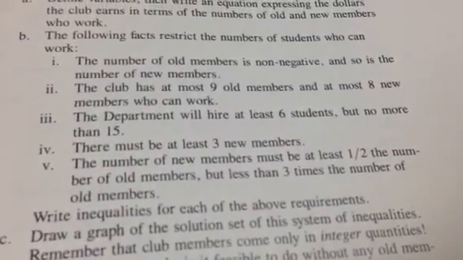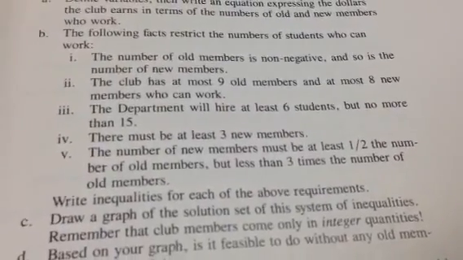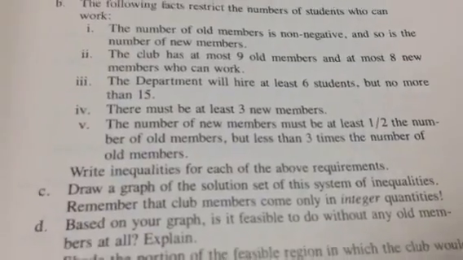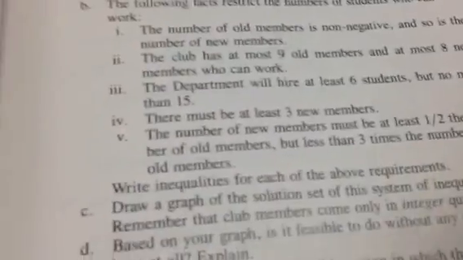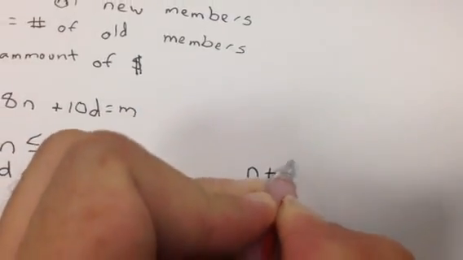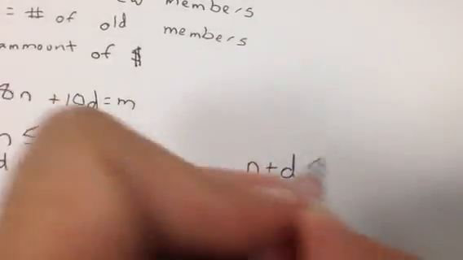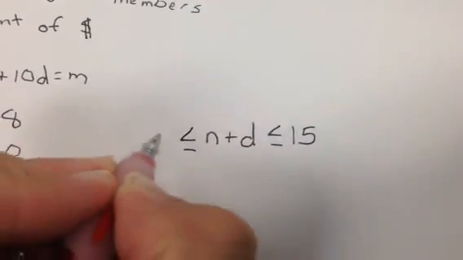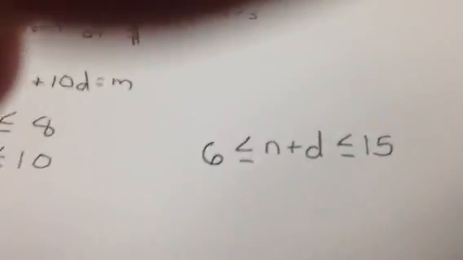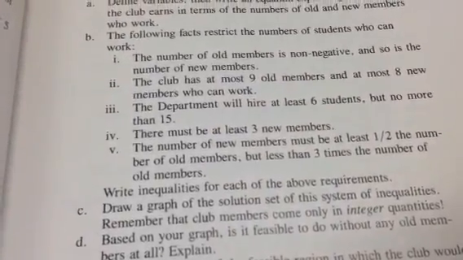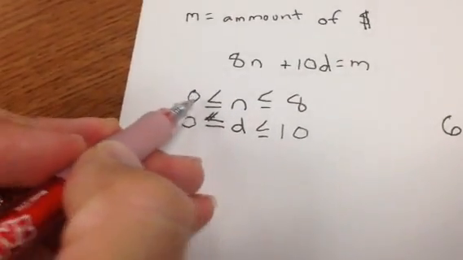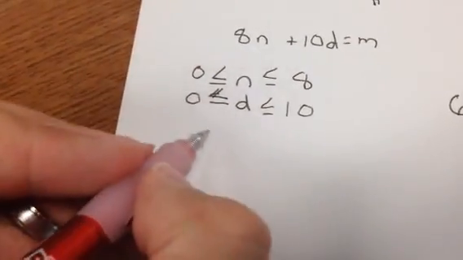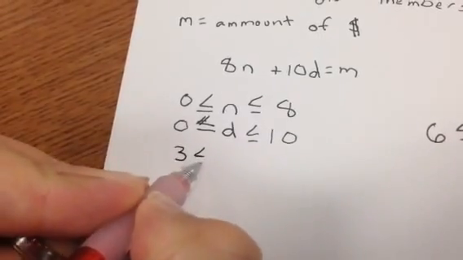The department will hire at least 6 students, but no more than 15. Well, we don't know what mix of students we're going to have, but we know the total means the number of new plus the number of old. So the number of new plus the number of old is between 6 on the small end and 15. Then the new restriction is that there must be at least 3 new members. I'm tempted to just scribble this out and write it as a 3. I would accept that for you, but we'll also say that our number of new members is greater than or equal to 3.